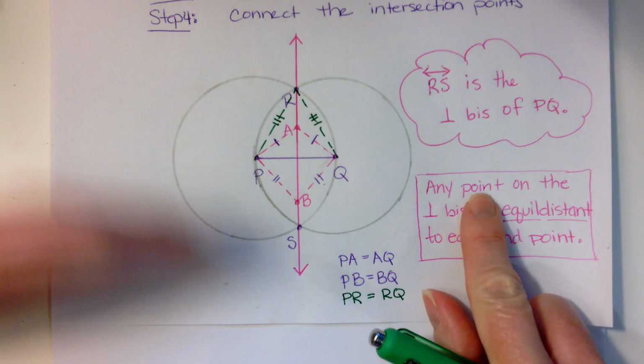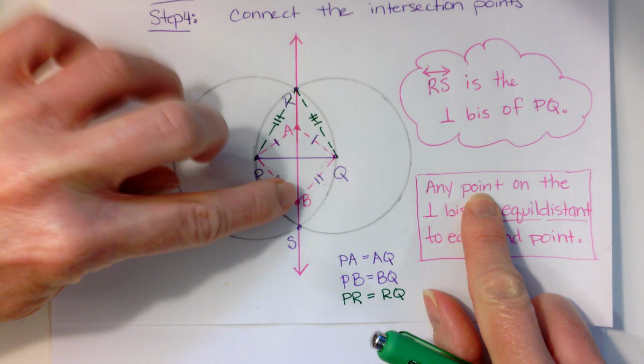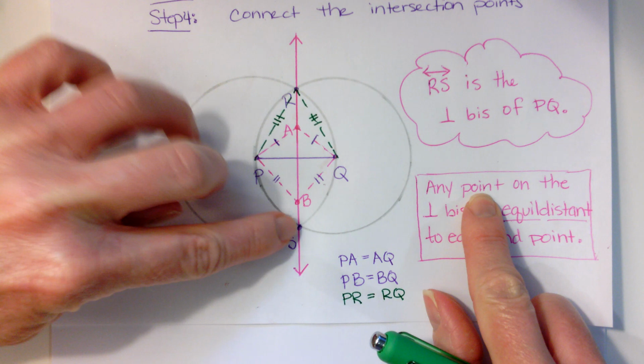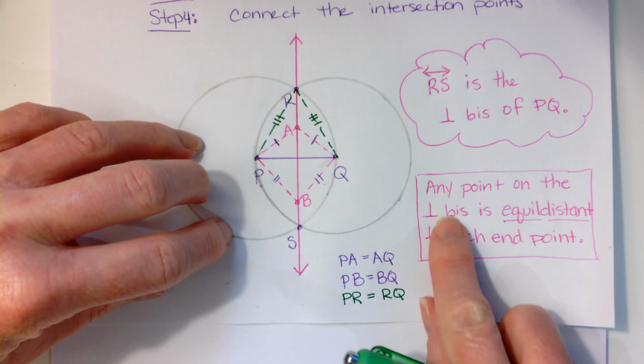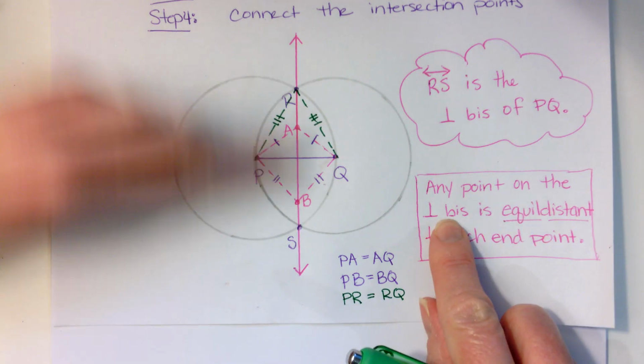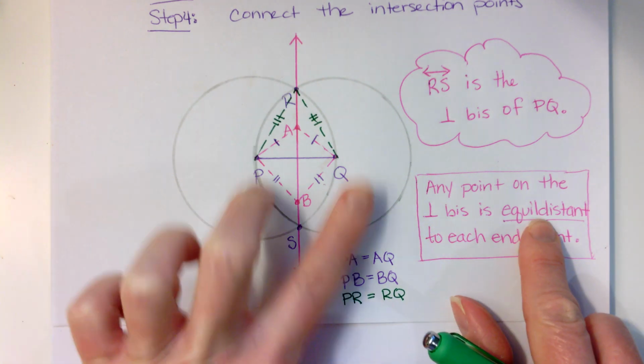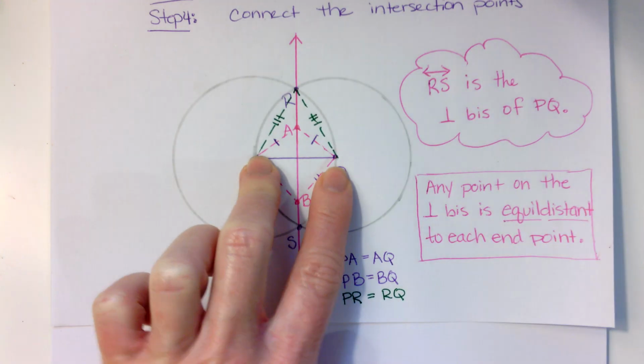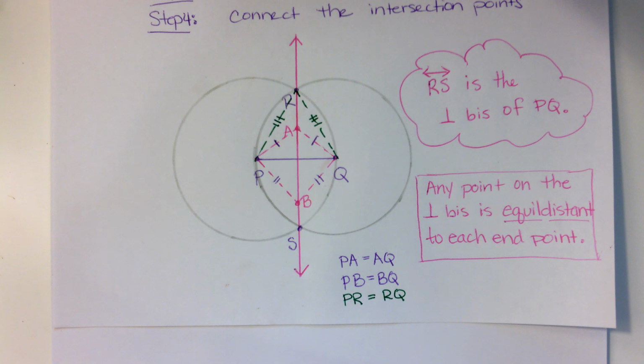Any point, R, A, B, S, any other point on the perpendicular bisector, that's my pink line, is equidistant to my 2 endpoints. In this problem, that's my P and Q. And you're going to use that in some of your practice problems.